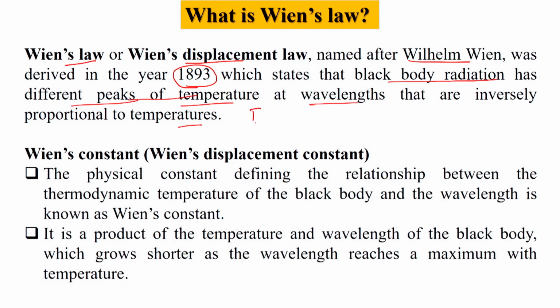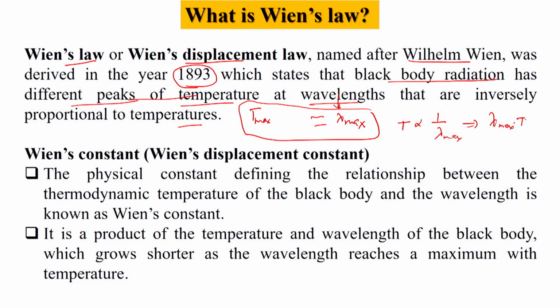So you have T max and you have wavelength lambda. For the maximum temperature there will be one lambda maximum, and they are inversely proportional. So temperature is proportional to 1 upon lambda. This means lambda max into capital T is equal to a constant, and this constant is usually known as Wien's displacement constant.